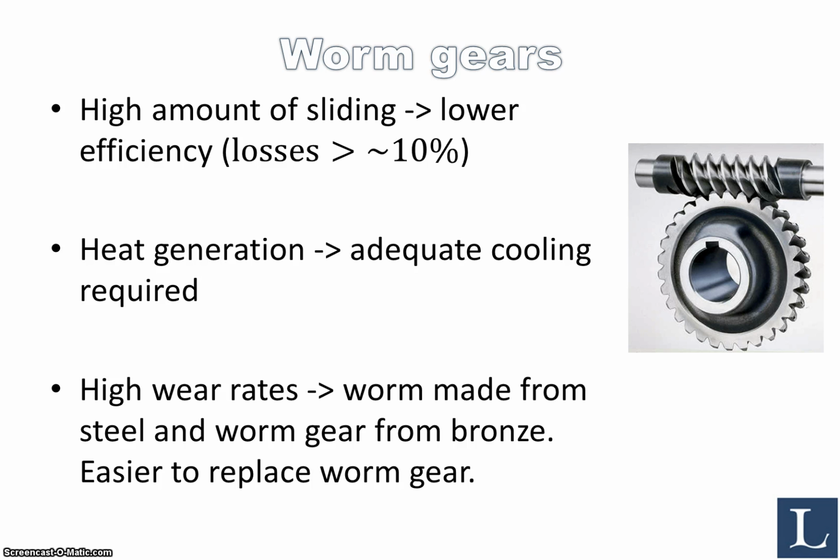You also encounter high wear rates in these systems due to the high amount of sliding. And a typical way of solving this is that you make the worm from steel and the worm gear from, for instance, bronze. One of the reasons is that it's easier to replace the worm gear, so you basically sacrifice one of the parts of the gear system.